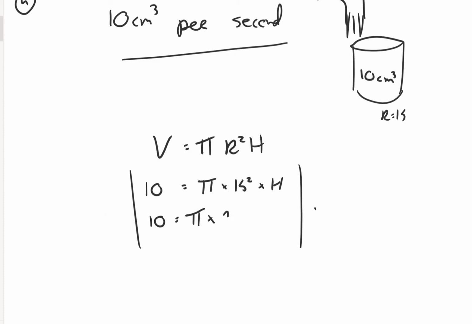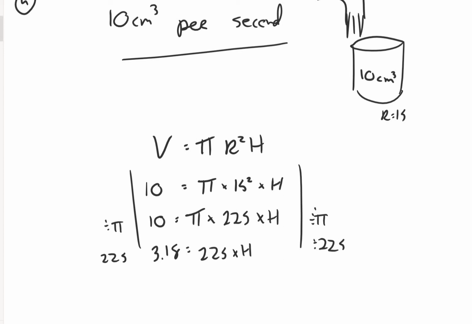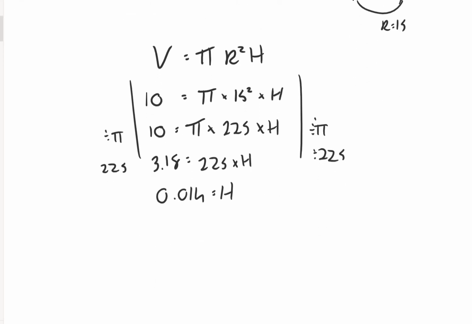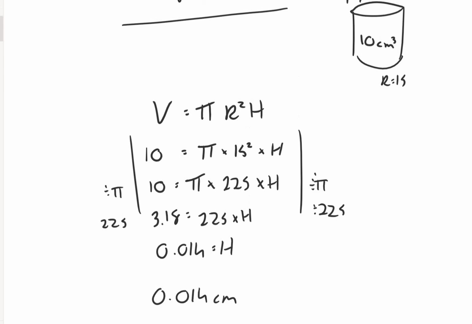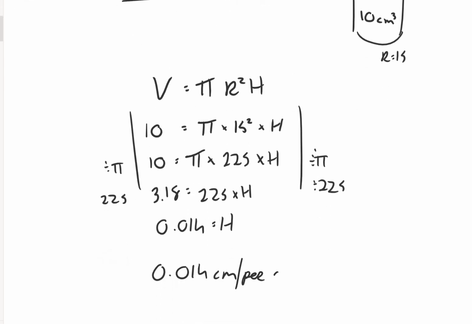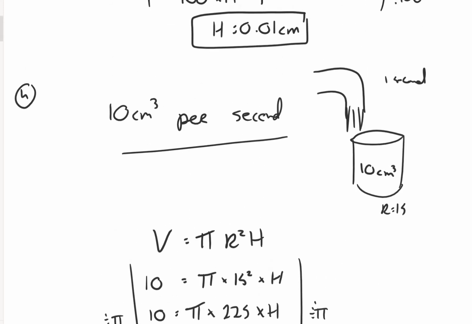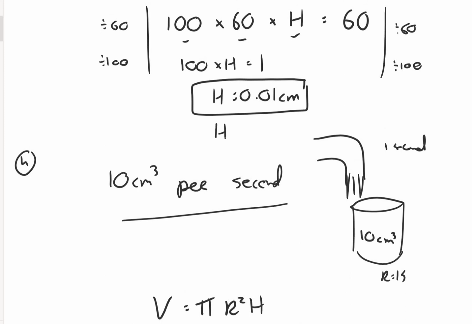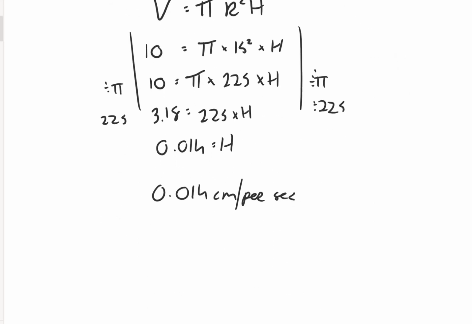15 multiplied by 15 is 225 multiplied by h. Okay, so divide by pi on both sides. So 10 divided by pi is 3.18 equals 225 multiplied by h, divide by 225 on both sides. So 3.18 divided by 225 equals 0.014, and that is h in centimeters. So 0.014 centimeters per second. Okay. Alright, and actually this one I should have said height equals 0.01 centimeters per second. Okay, so that's that done.